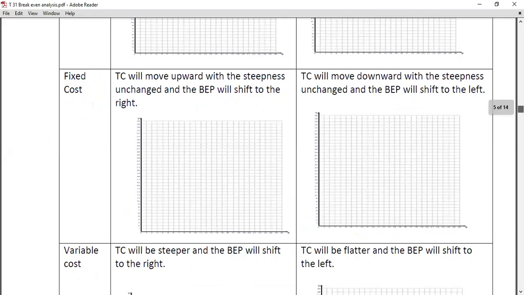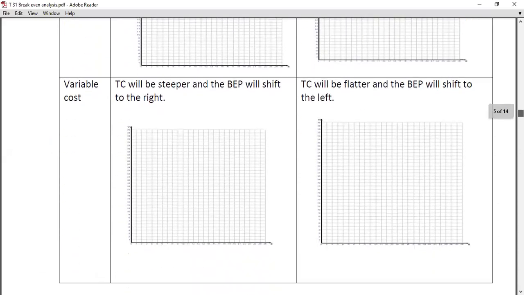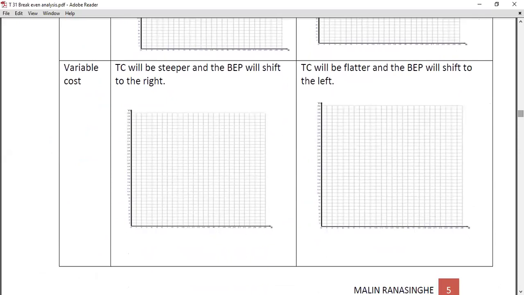Okay, now we are going to the third scenario. What happens when the variable cost changes? Variable cost increase, variable cost decrease. When variable cost increases, total cost will be steeper and the break-even will shift to the right. So with the variable cost increase also, break-even will increase. The curve is steeper because the slope will change. Steeper means the angle will change toward the left side, becoming more steep.